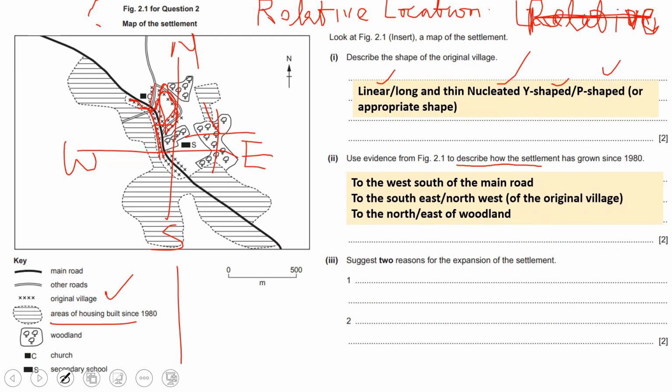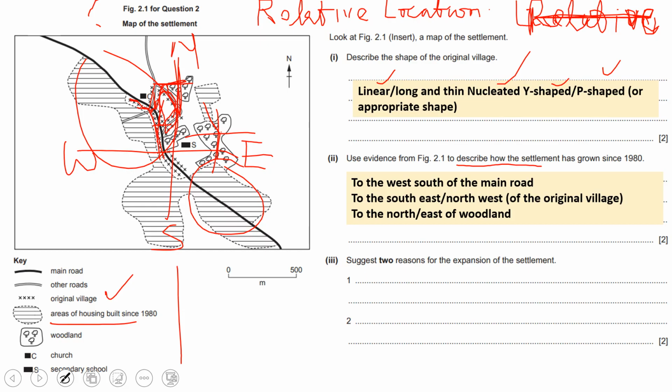So you see, to the west or south of the main road, so west and south of the main road, to the southeast, you have southeast here, or northwest of the original village. Now to the north or east of the woodland. So from here is north, while from this other woodland here is east. So whichever, it's as simple as that. You've got your full mark.